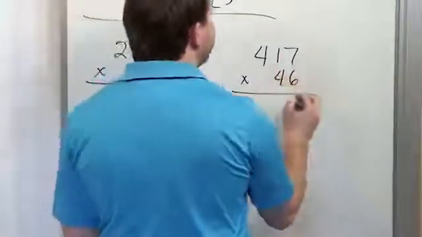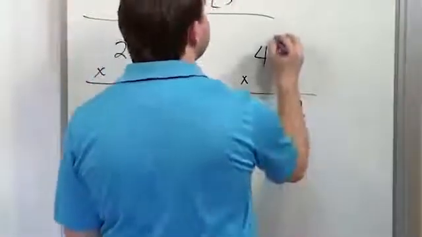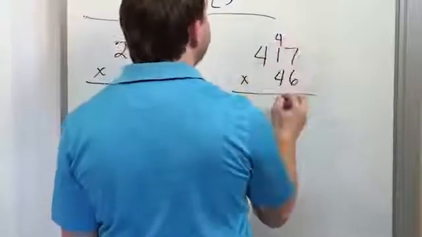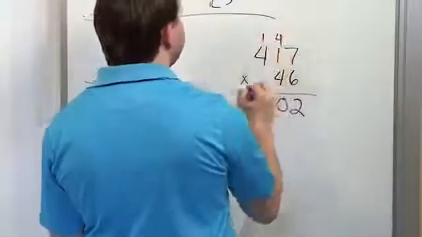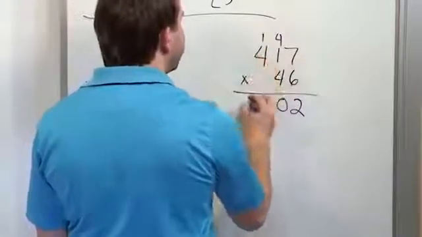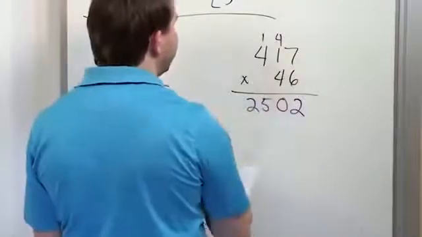7 times 6 is 42. So we put the 2 down here and carry the 4. 6 times 1 is 6, plus 4 is 10. So we have to put a 0 and carry the 1. 6 times 4 is 24, plus 1 is 25. We write the whole 25 here because there's nothing else to carry.